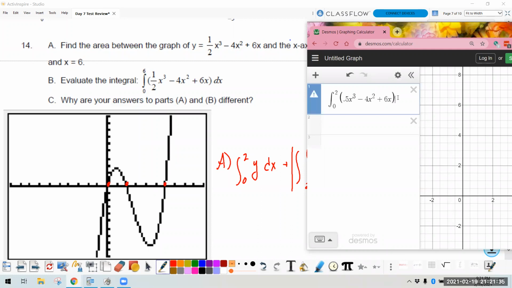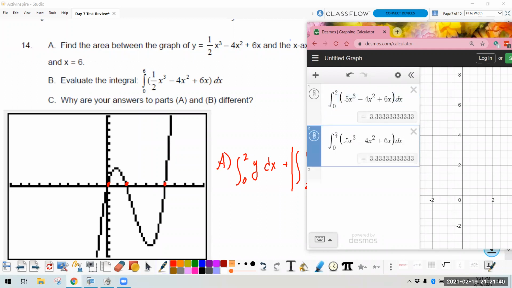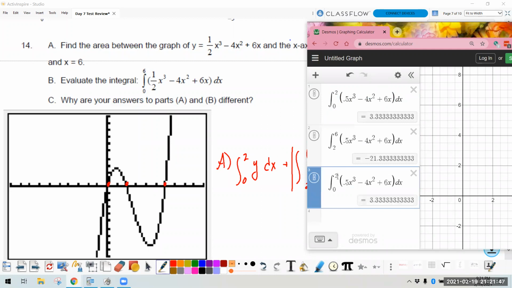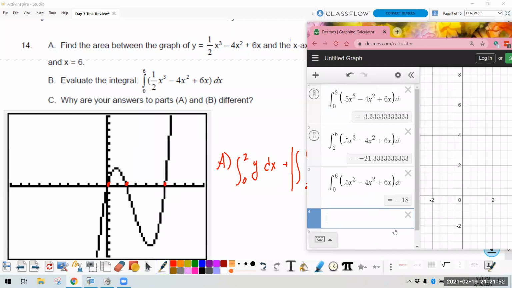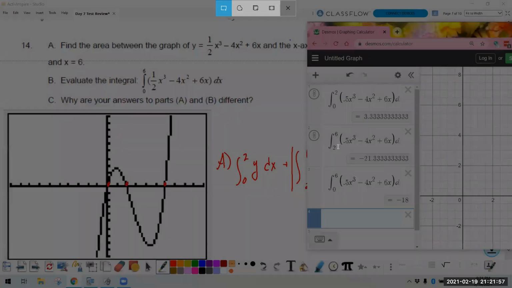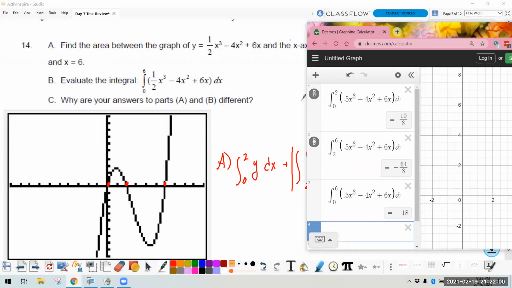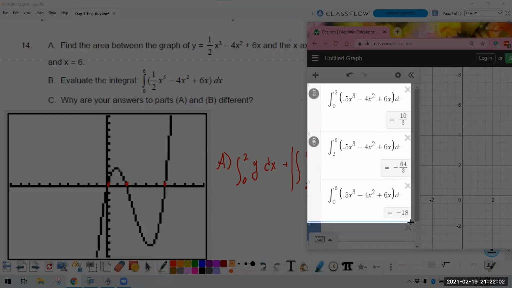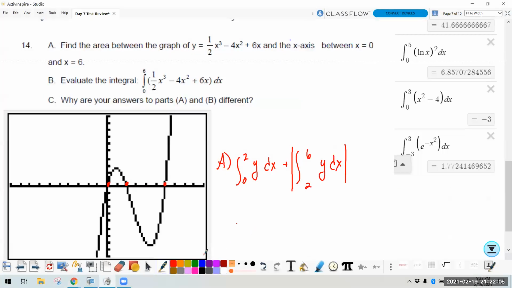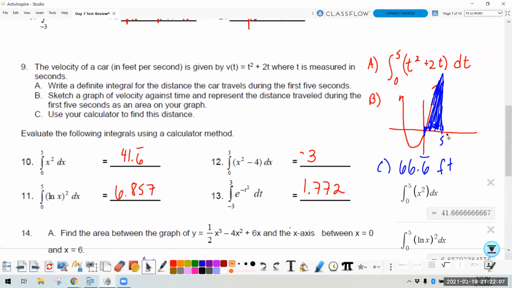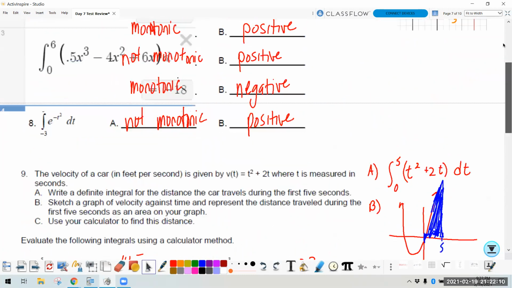No, I forgot my dx. And while I'm at it, I see the next one says find that definite integral, so might as well type that in. I think I want fractions. That looks nice. Where's my screenshot?